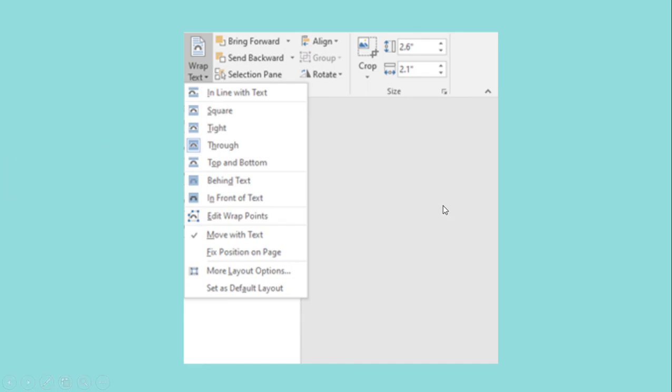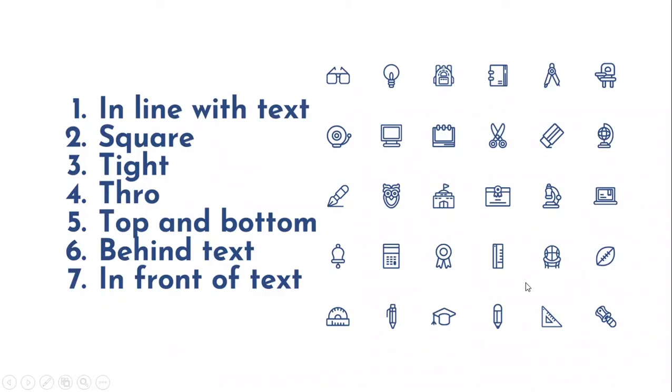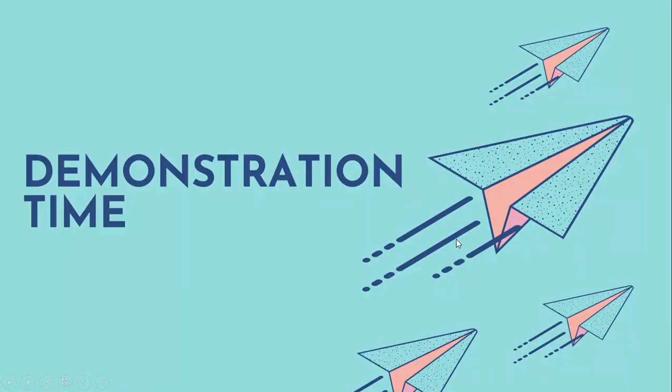There you have it. So we have seven again: inline with text, square, tight, through, sorry for the spelling, top and bottom, behind text, and in front of the text. All right, so we're going to have a short demonstration for that. During class, there will be a post evaluation to check your prior knowledge about the lesson.